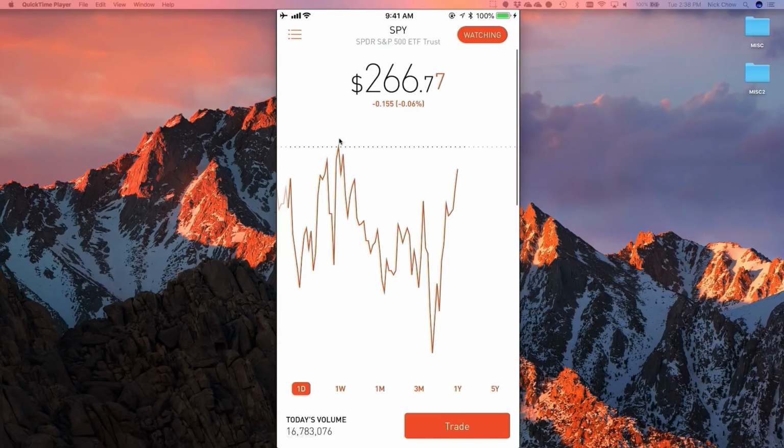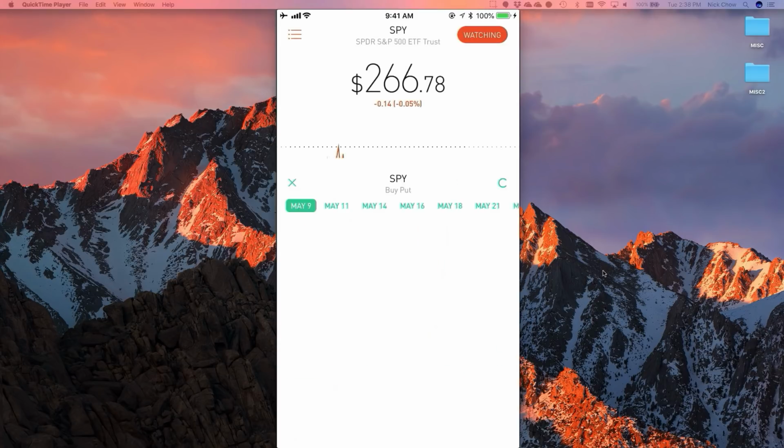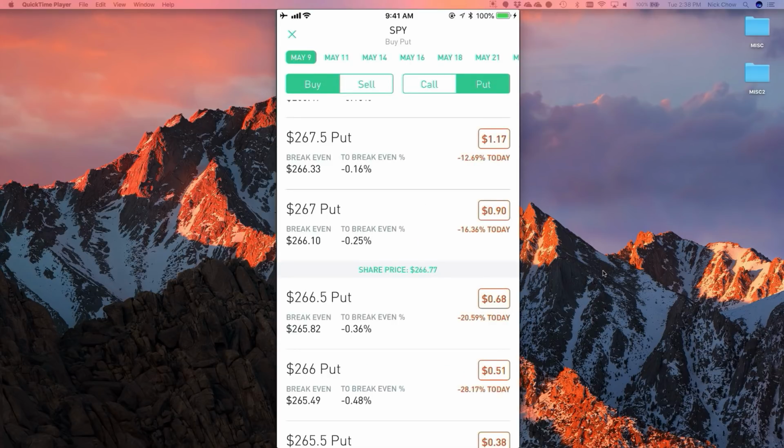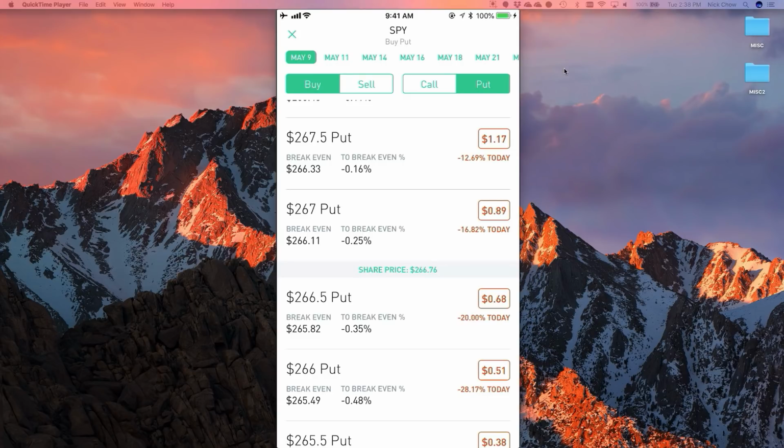But back to Robinhood. The one thing that is nice here is you can just go to trade options, which makes it nice and clean. I will say their interface is clean. It's nice. You can see that they have the dates up here, showing what date it expires. The one thing that I don't like about it is that you can't trade options on the day of expiration.